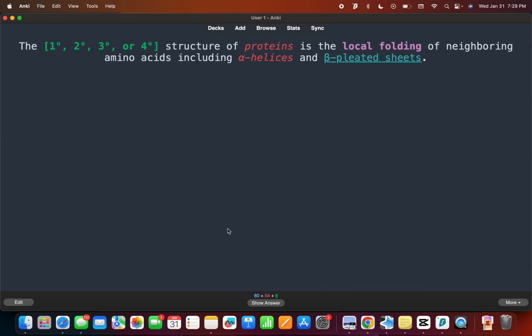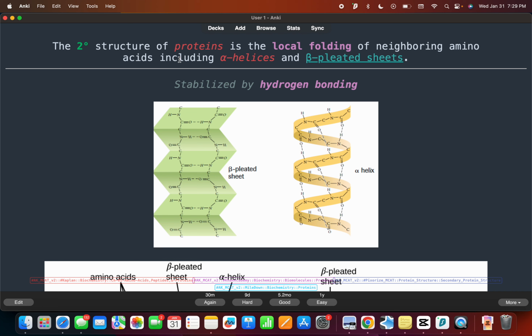This one is hard. The secondary structure of proteins is the local folding of neighboring amino acids, including alpha helices. And so local folding is not tertiary structure. So I know why I got this wrong.